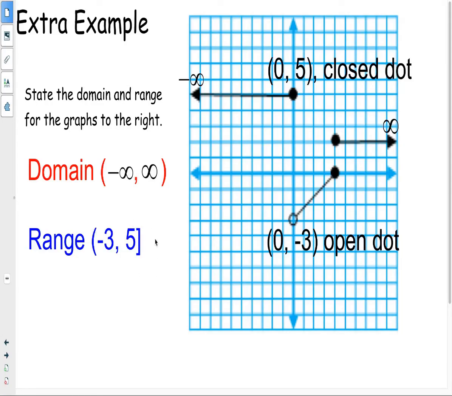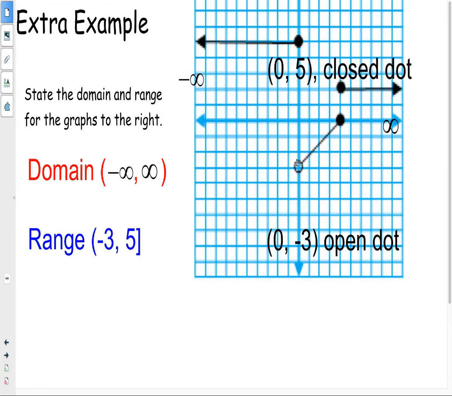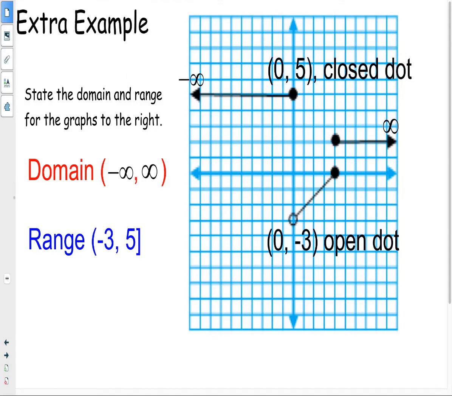Again, the reason why there is not any infinity in my range is because these arrows are completely horizontal. If they had been slanted up or down, that would have made my range be a positive or negative infinity. But since I don't have an arrow going forever down or an arrow going forever up, I'm just looking at the values. My lowest value, reading from the bottom, is -3, and my highest value, going to the top, is going to be 5.